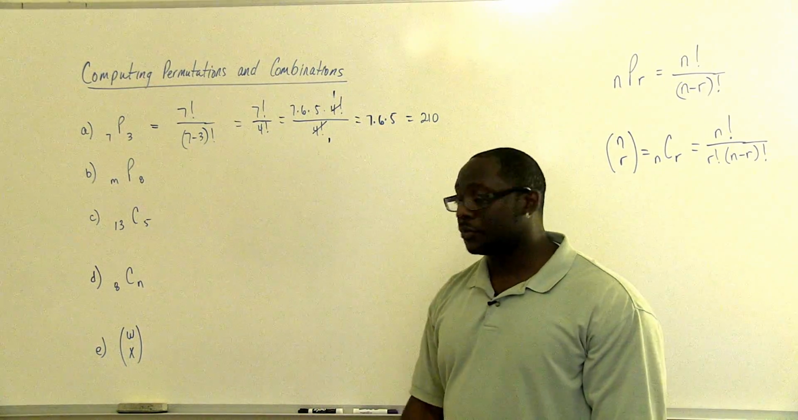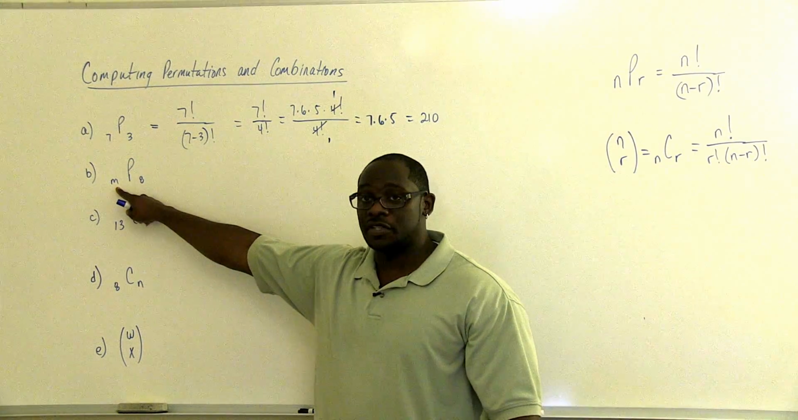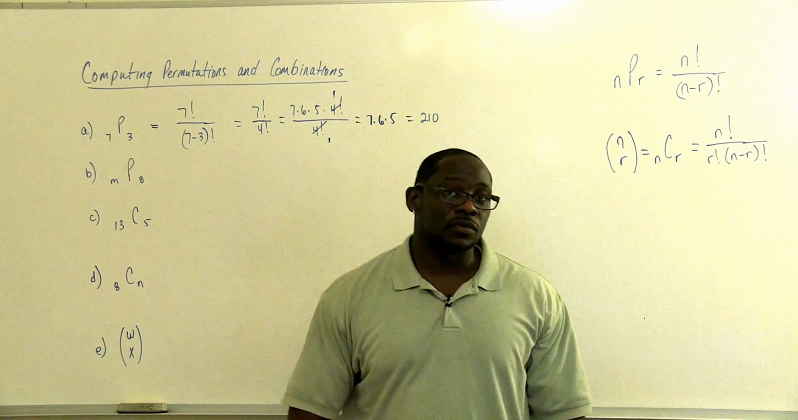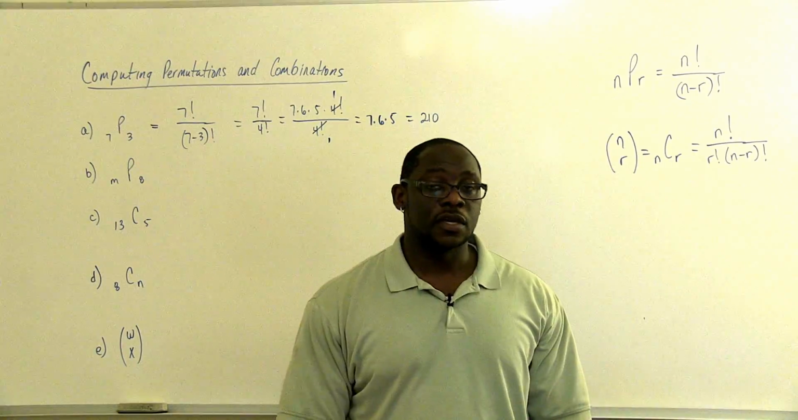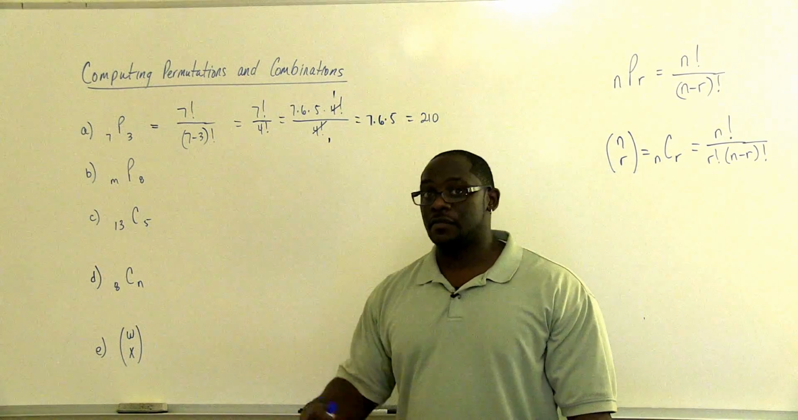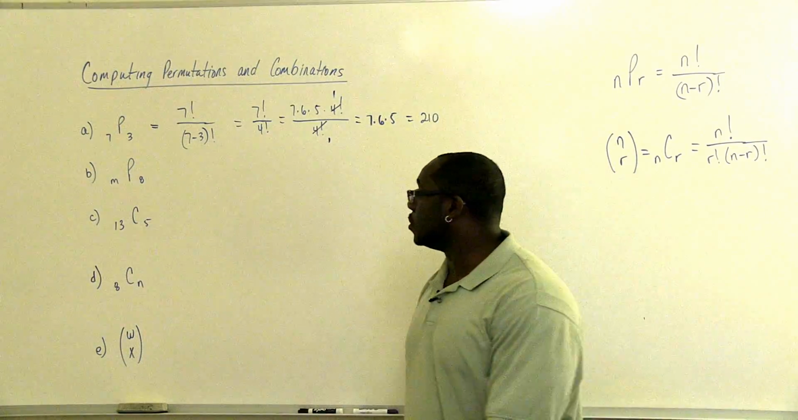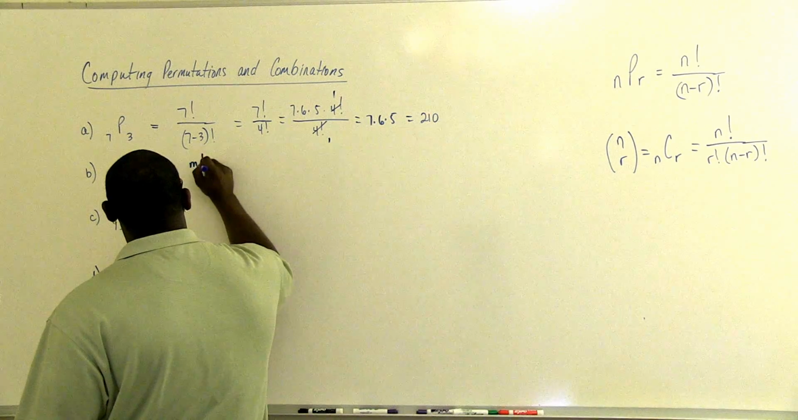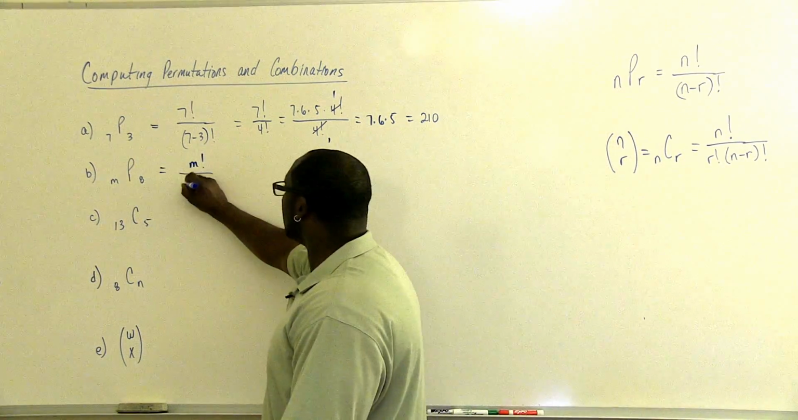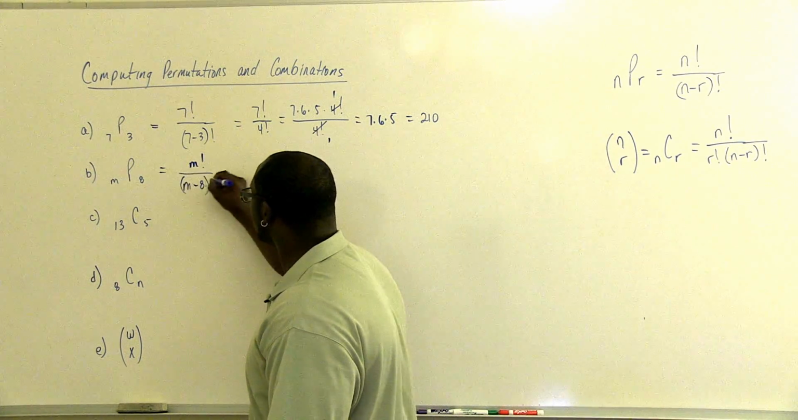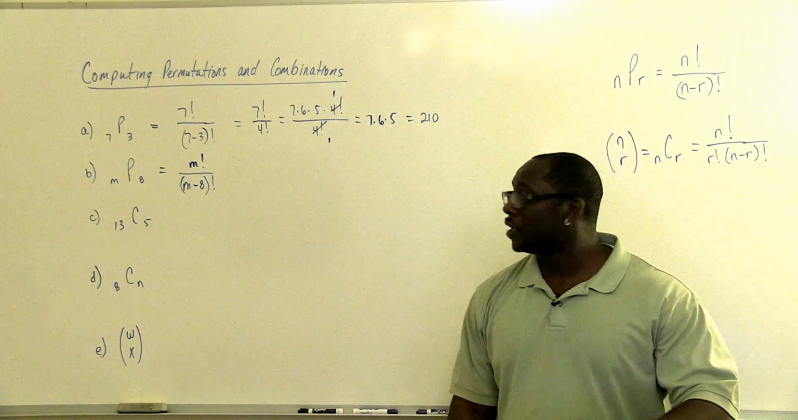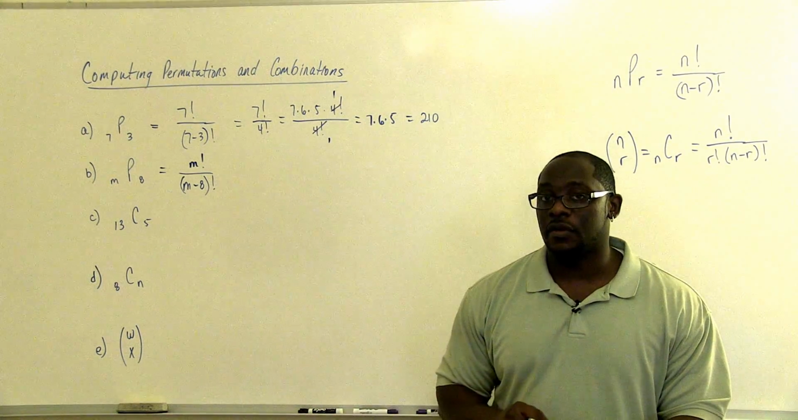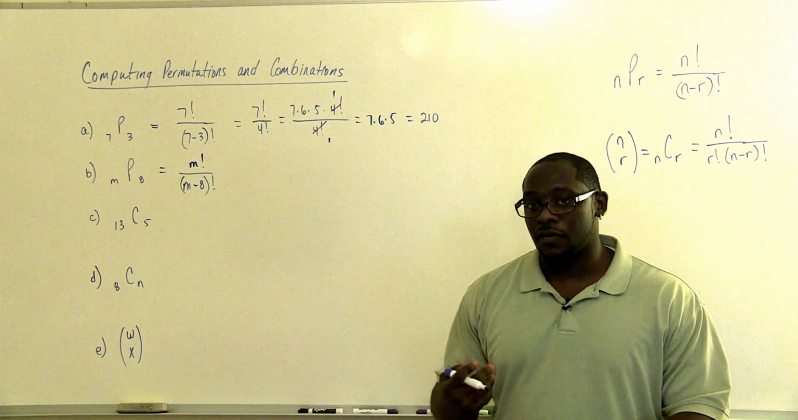So let's do the next example. For this one, we have the permutation of m things grouped 8 at a time. Since we don't know how much m actually is, we're just going to write the m in place where we need to. So again, permutation: m factorial divided by m minus 8 factorial. If you're looking at this, you may think we can just stop right here, but actually we can go a little further with this.